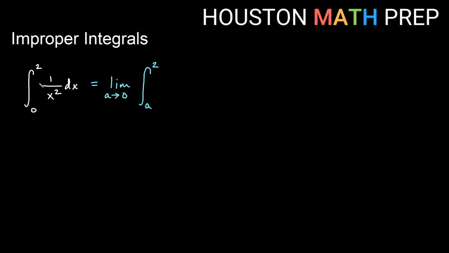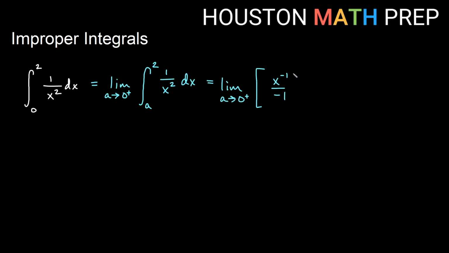Now, if I'm on the interval 0 to 2, I can only approach 0 from one side, and that would be from the positive direction. So we're going to approach 0 only from the positive direction. And we'll still do this integral 1 over x squared dx. This will be a power rule. So we will have the limit as a approaches 0 from the positive side. This is x to the minus 2. So if I'm integrating, then my power goes up by 1, and I divide by the new power.